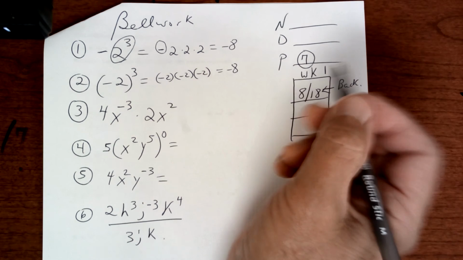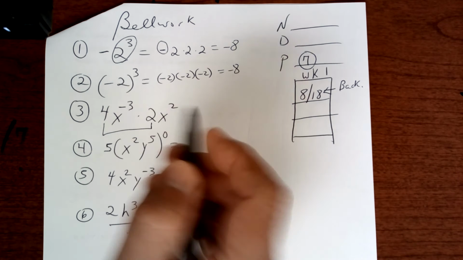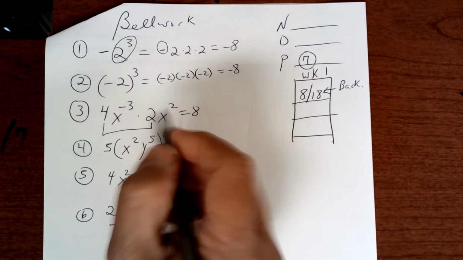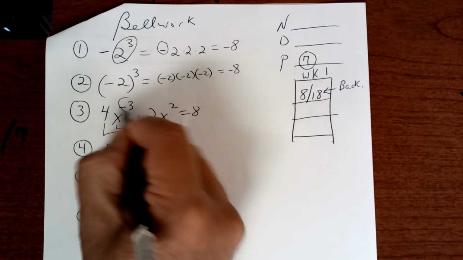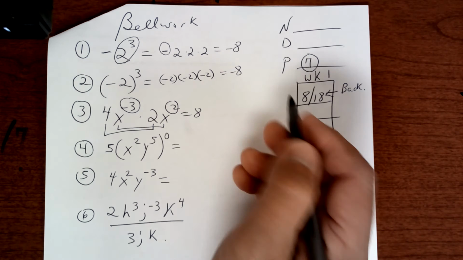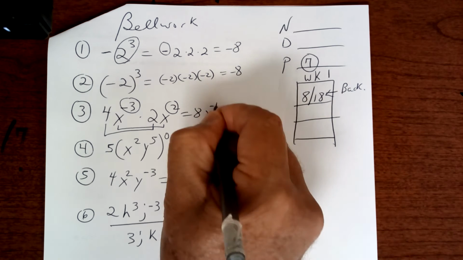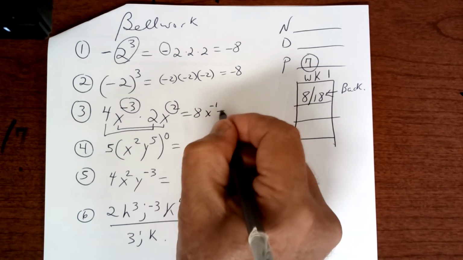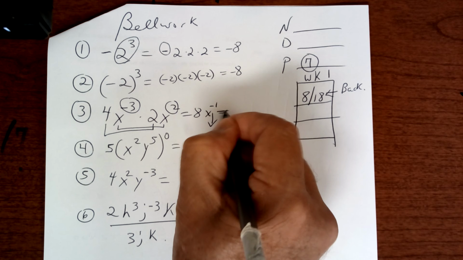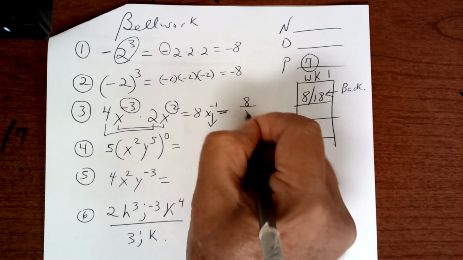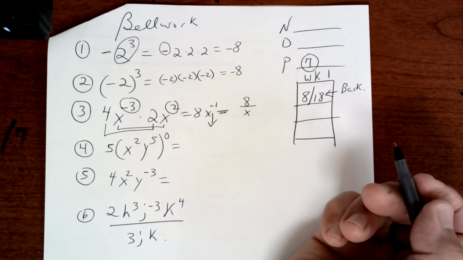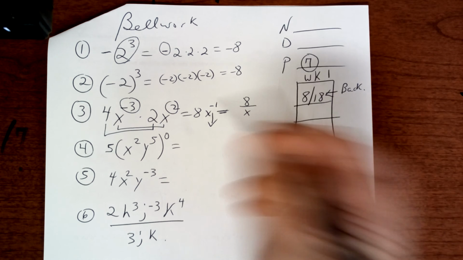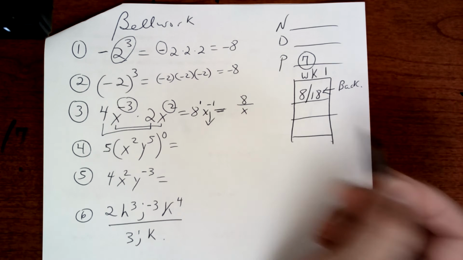This right here, you multiply your coefficients and you get 8. And then when you multiply your bases, you add these exponents. So that's going to give you x to the negative 1. And then you're going to drop that x down right here. And when you drop that x down, it becomes 8 over x. Okay? You leave the 8 alone because that's to a positive exponent.